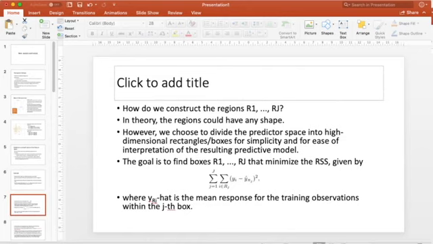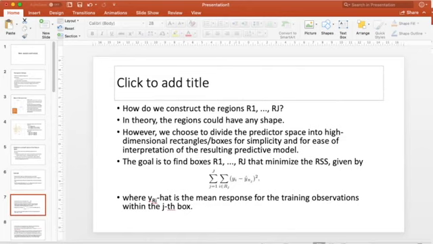Okay, because if you do not have rectangles or boxes, it's going to be very difficult for us to visualize it, and to divide the regions into proper segmentations. So the goal is to find the boxes of the regions that minimize the residual sum of squares. Okay, this looks just like the linear regression that we have covered in the previous lectures.